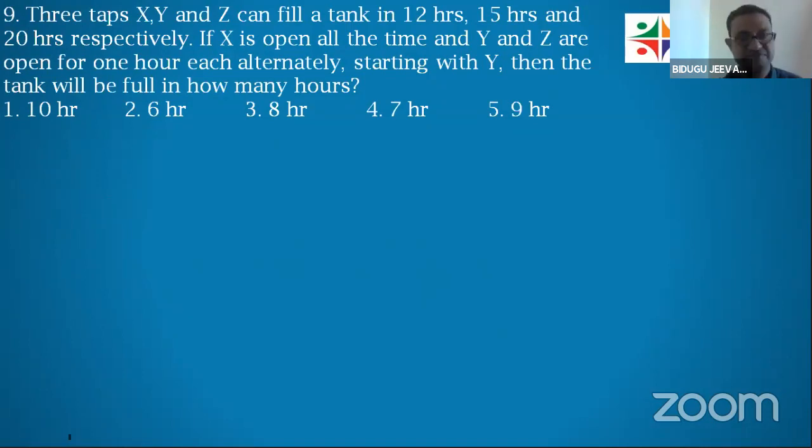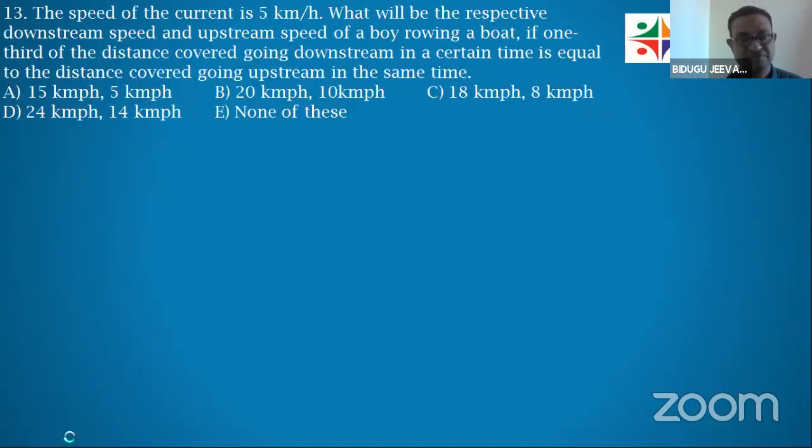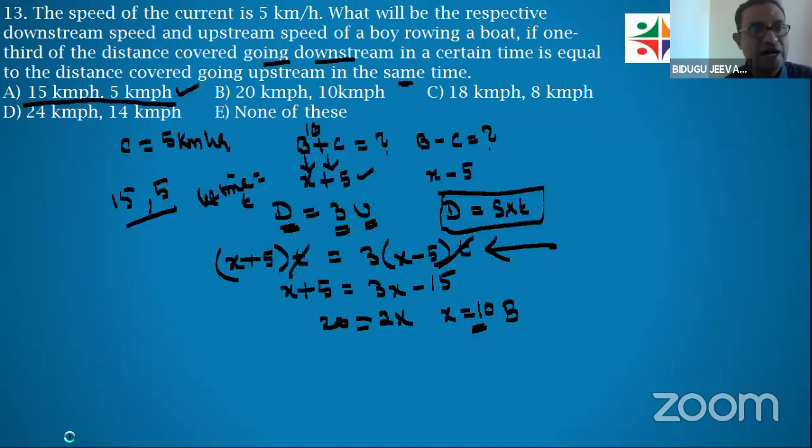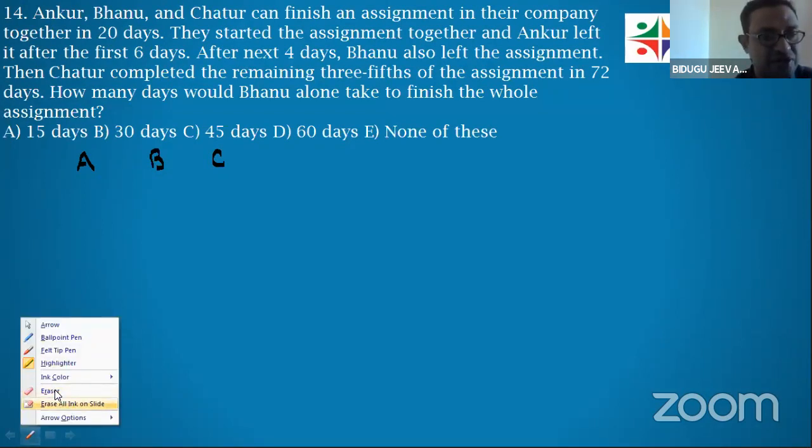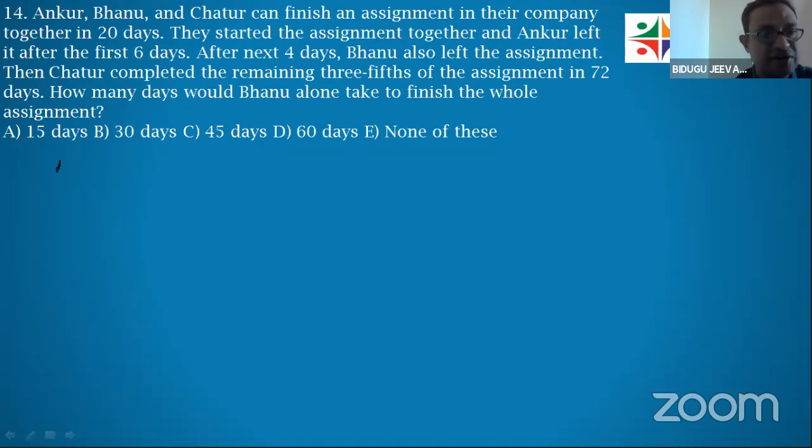Question number 14. Ankur, Bhanu, Chatur. I'll take the first letters as A, B, C. They finished an assignment in their company together in 20 days. So they worked together and finished in 20 days. I'll write A, B, C worked in 20 days.